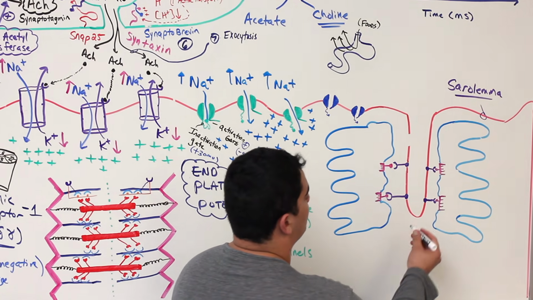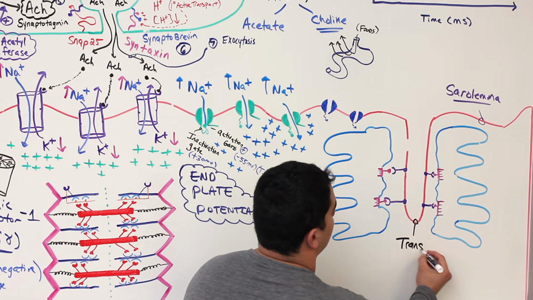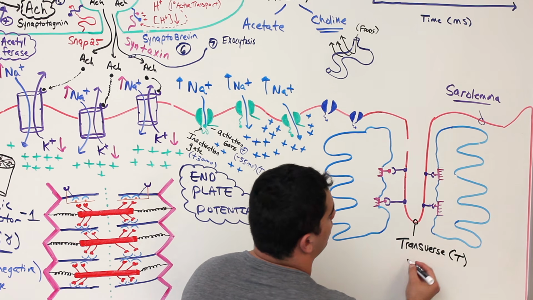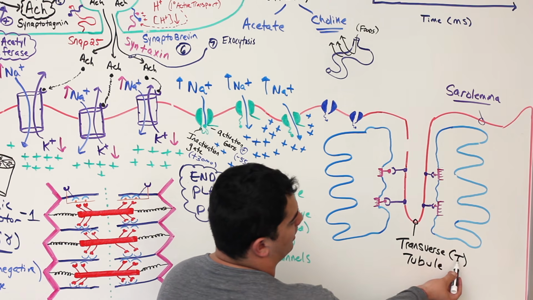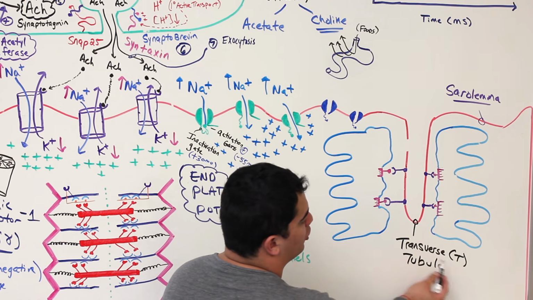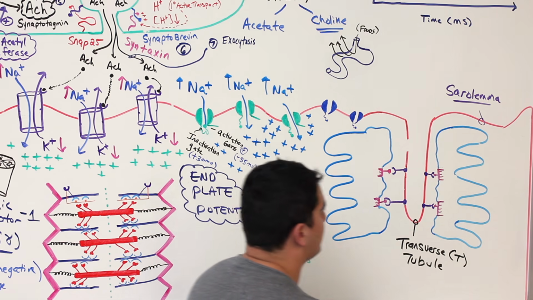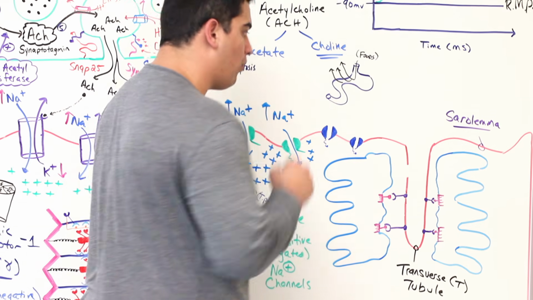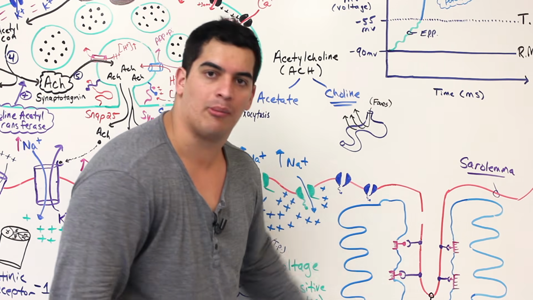This right here is specifically called the transverse. Sometimes they just say T-tubule. So the transverse is the T. So the T stands for transverse. So you can call it transverse tubule or T-tubule. These T-tubules or transverse tubules are just invaginations of the sarcolemma. Why is that important? Because this is sarcolemma, that must be sarcolemma also.